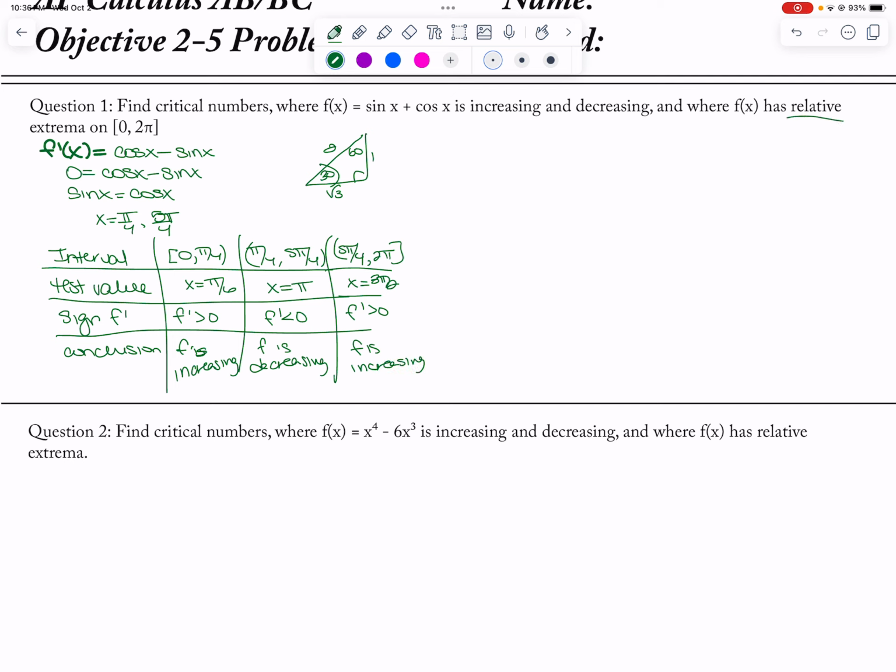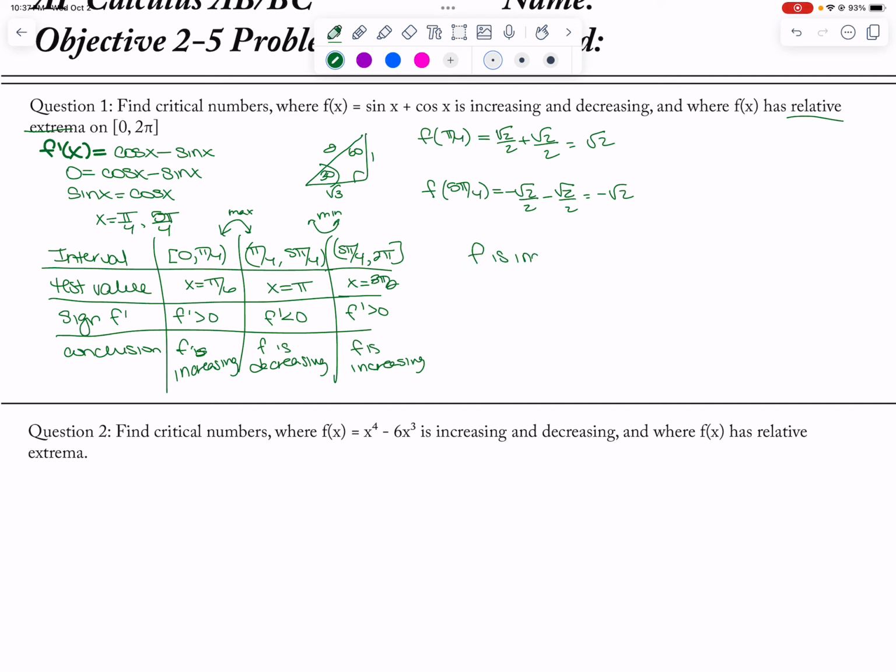And then to find my relative extrema, going from increasing to decreasing is a relative max, and decreasing to increasing will be a min. So now I want to find out what f of pi over 4 is, and what f of 5 pi over 4 is. This is root 2 over 2 plus root 2 over 2, which gives me root 2. And then 5 pi over 4 will give me negative root 2 over 2 minus root 2 over 2, which gives me negative root 2.